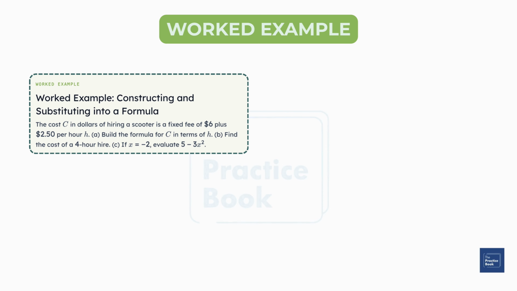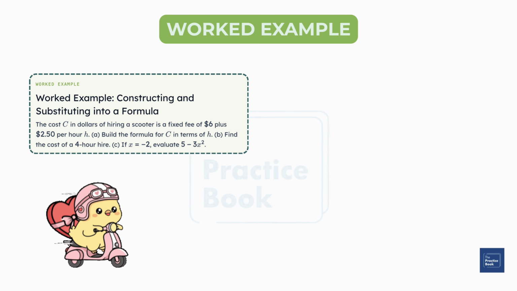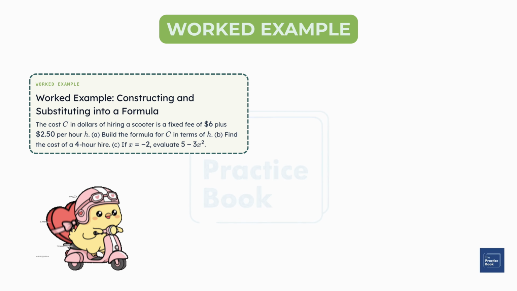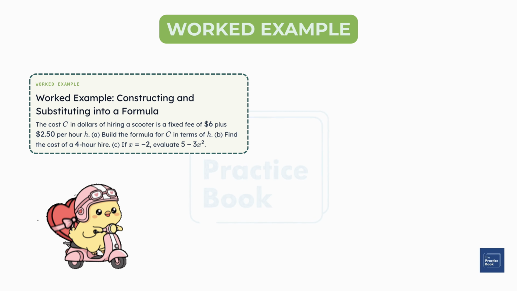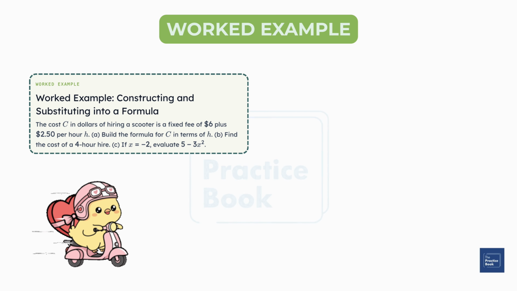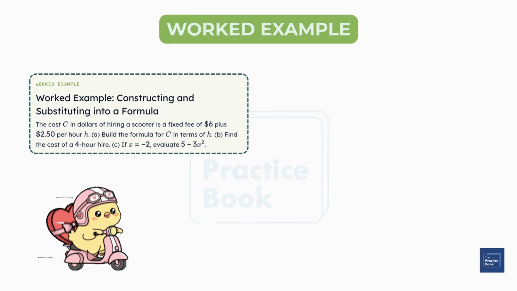Let's go over a worked example real quick. Constructing and substituting into a formula. The cost, C, in dollars, of hiring a scooter is a fixed fee of $6 plus $2.50 per hour, H. Part A. Build the formula for C in terms of H. Part B. Find the cost of a 4-hour hire. Part C. If x equals negative 2, evaluate 5 minus 3x squared.